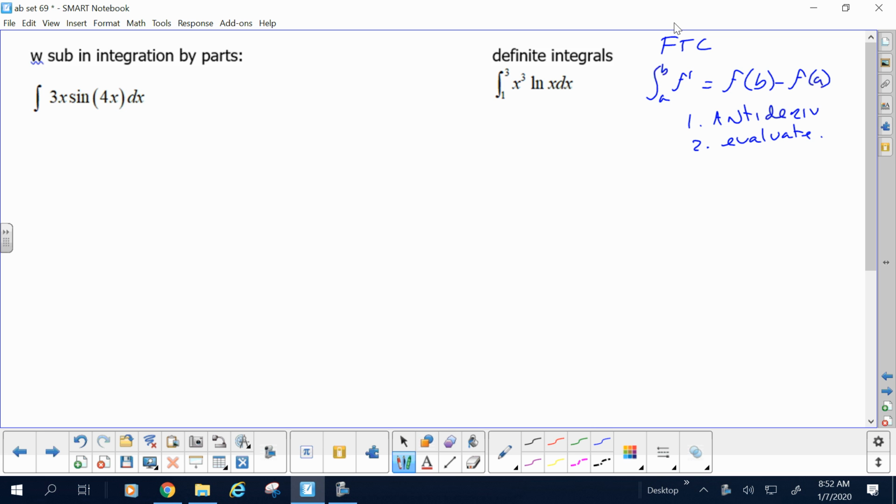Yeah? Okay. Now that's really what we're going to do. You're going to just find the antiderivative. You're going to blow out the limits. You're going to do your integration by parts, and then once you know the antiderivative, then you write your definite integral. So it looks like this.